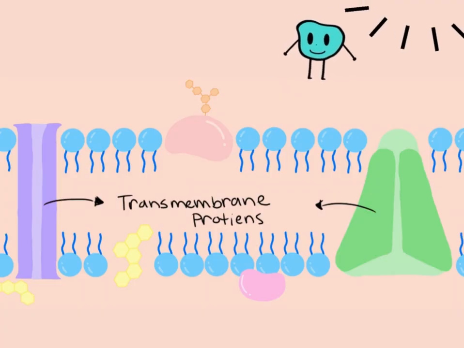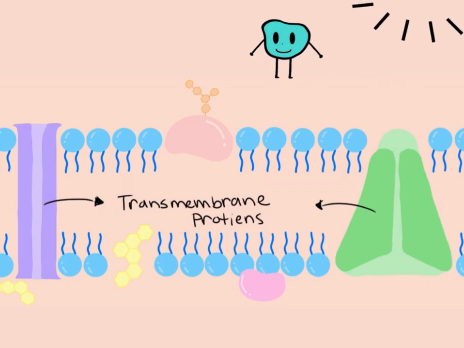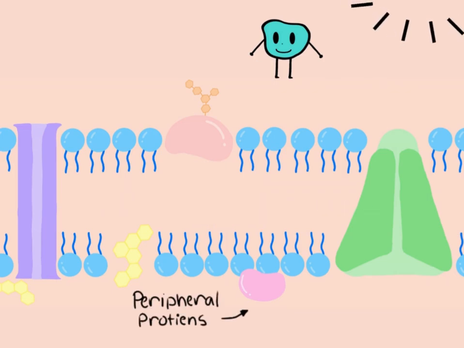Oh, so that's how things get through the wall. Exactly. Then we have peripheral proteins. They don't go through the membrane. They just attach loosely to the surface. They help with communication, support, and anchoring the membrane to the cell's internal structures.